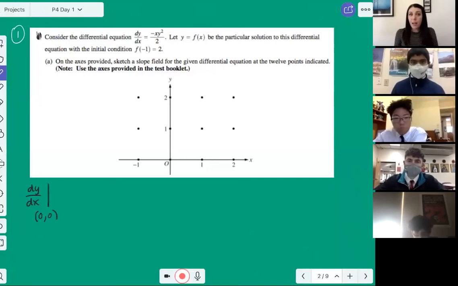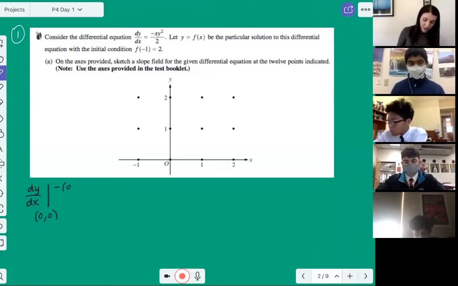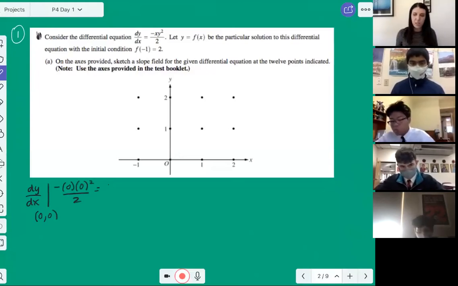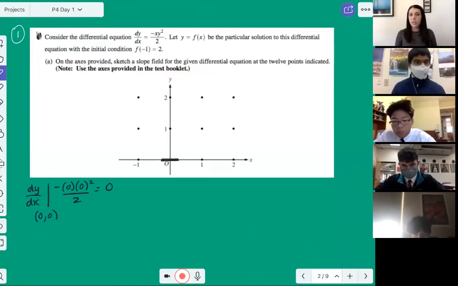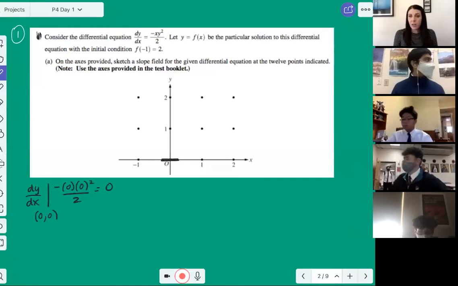And to do that, we're going to plug in 0 for x and 0 for y into that slope equation. So that's going to give me negative 0 times 0 squared over 2, which is 0 over 2, which is just 0. So I get a 0 slope. What I'm going to put on the graph then is a small line segment with a slope of 0 at that point specifically. So I'm going to go to 0, 0, and draw a small line segment that has a slope of 0. Looks just like this. Just a small line segment at 0, 0 with the slope of 0.